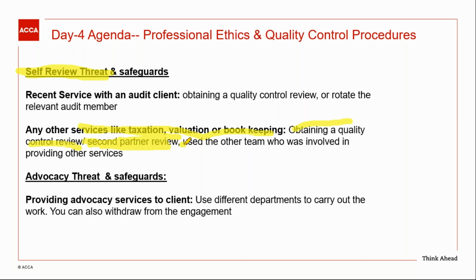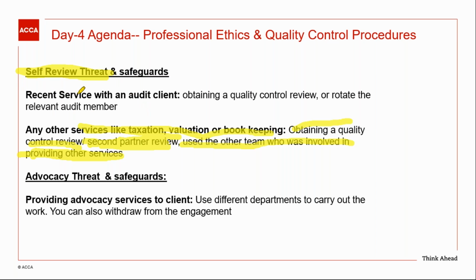What is the second safeguard? Use another team that was not involved in providing the other services. That team will also be independent, so it can easily highlight the problems in the financial statements or other documents prepared by the same audit firm. So this is all about the self-review threat.